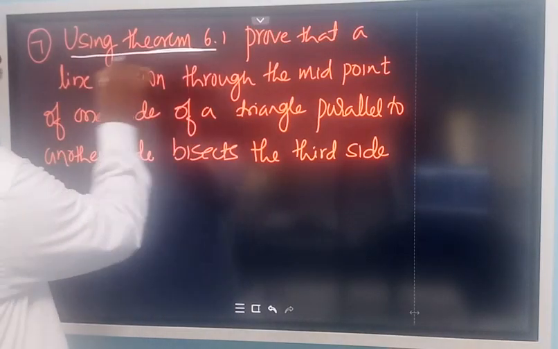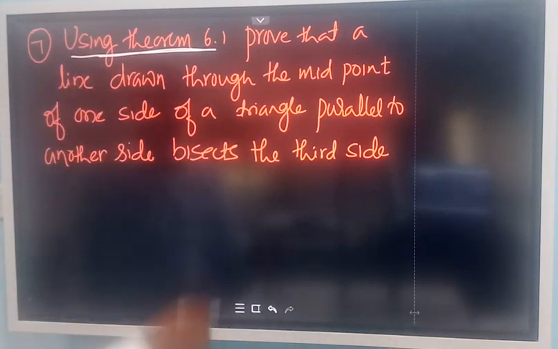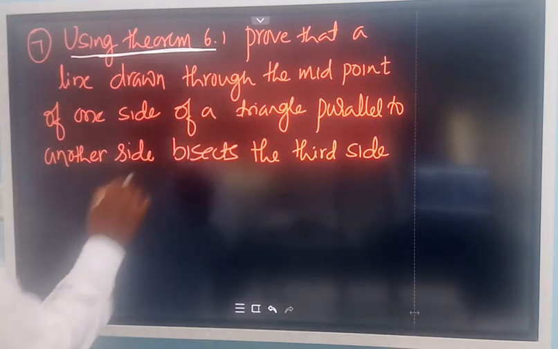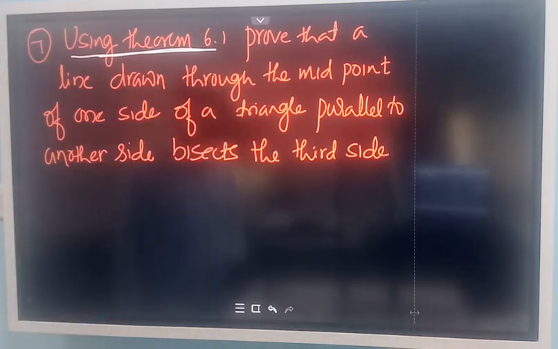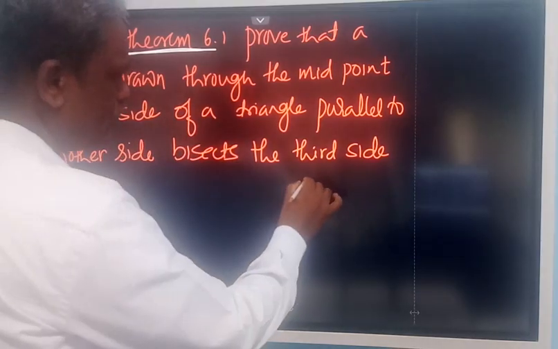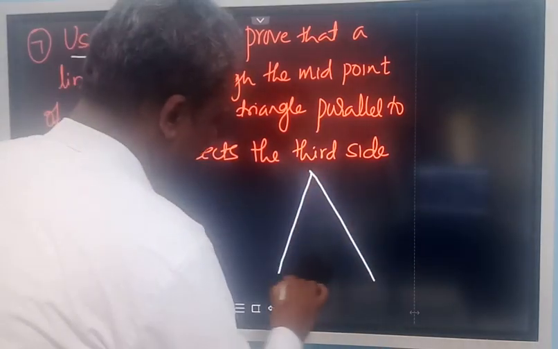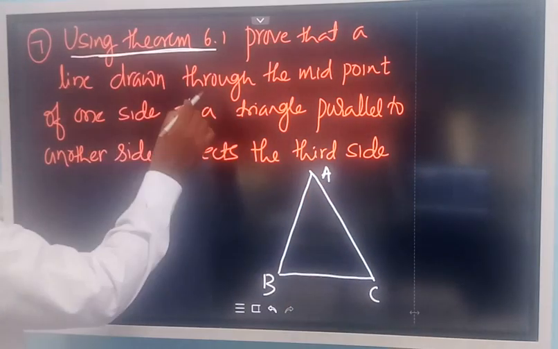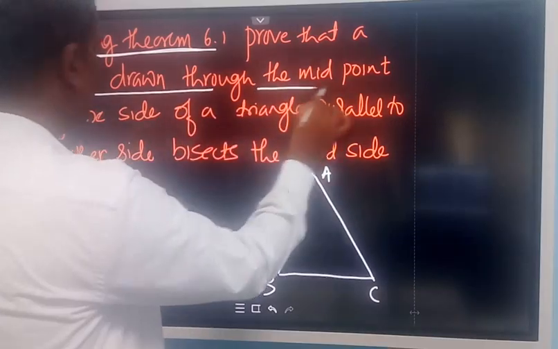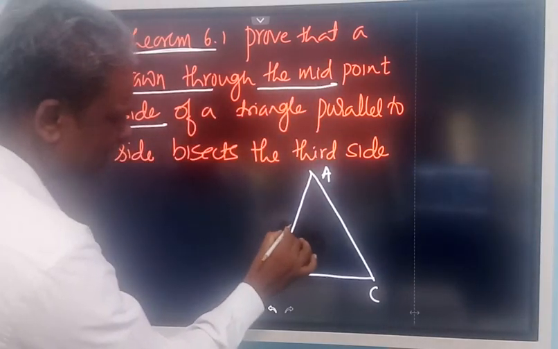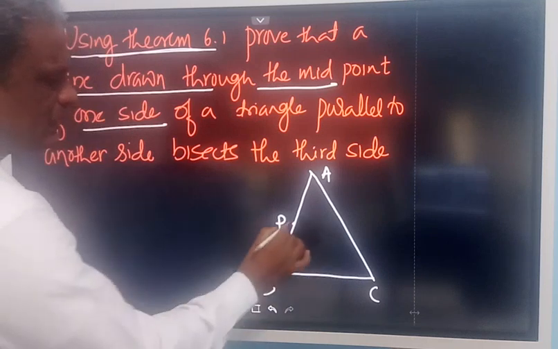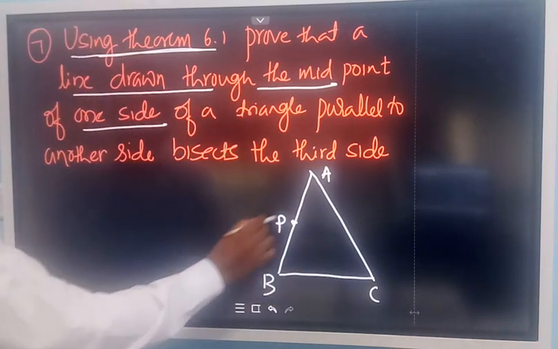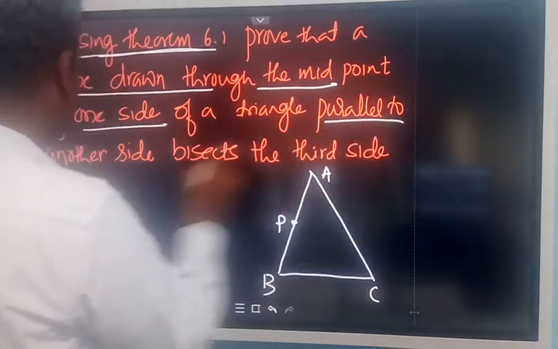Using theorem 6.1, which means Thales theorem, prove that a line drawn through the midpoint of one side of a triangle parallel to another side bisects the third side. Let us draw the diagram based on this. Draw a triangle and call it ABC. In this triangle, a line is drawn through the midpoint of one side. Let us take the midpoint of one side as P. Here P is the midpoint of AB.